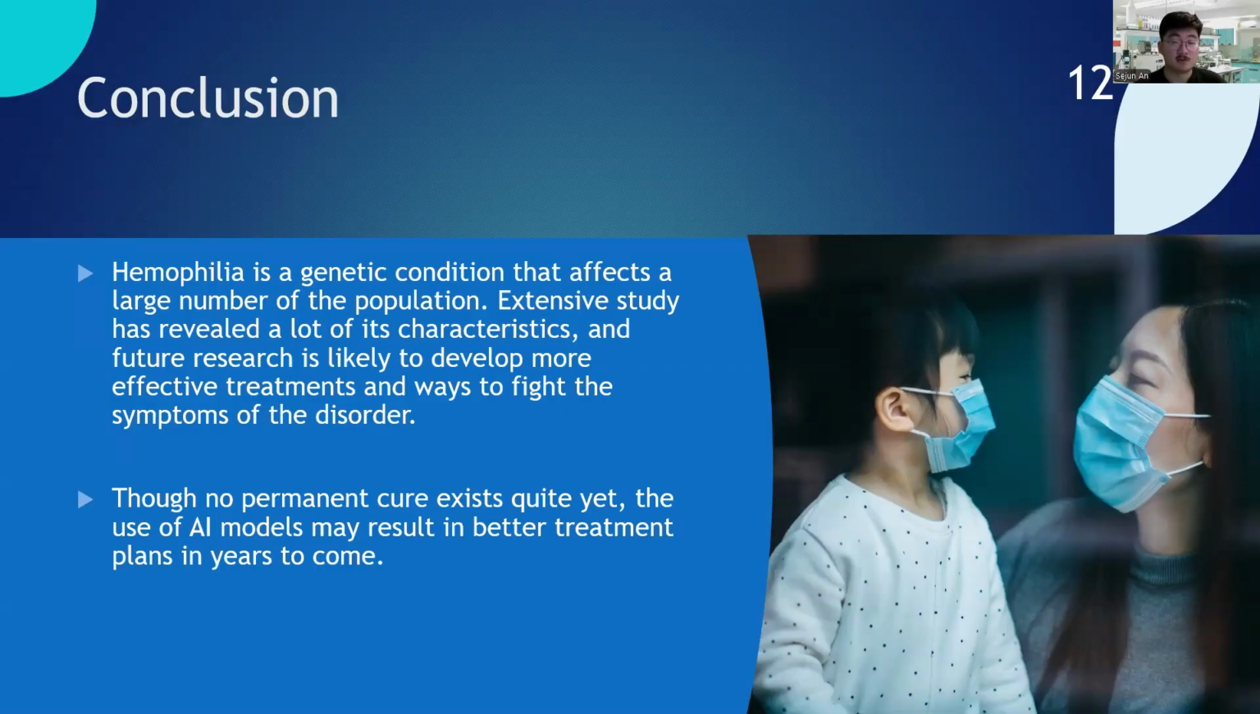In conclusion, hemophilia is a genetic condition that affects much of the world's population. It has been extensively studied to determine a lot of its key characteristics and the symptoms that arise with it. Future research will likely develop even better ways to treat it, and with the help of AI models, it may even be possible to cure the genetic condition altogether. Its use in gene therapy or modifications to human DNA will need to continue to be studied and hopefully will yield results later down the line.